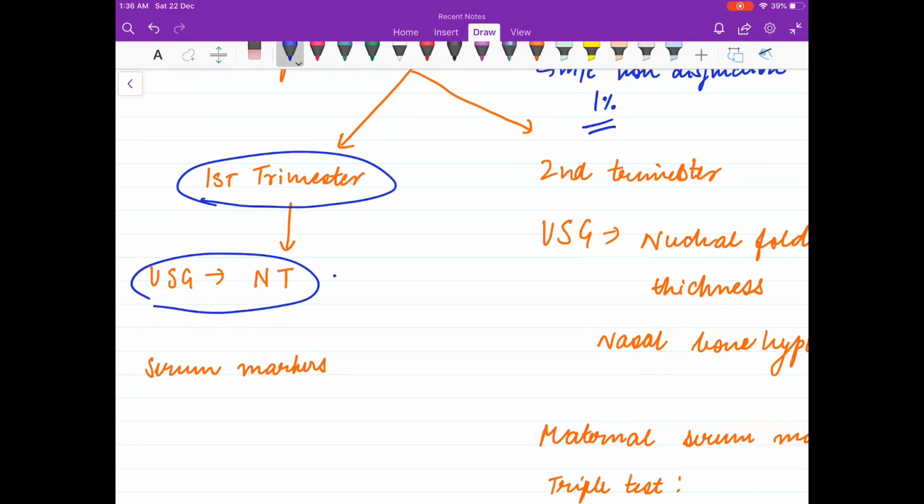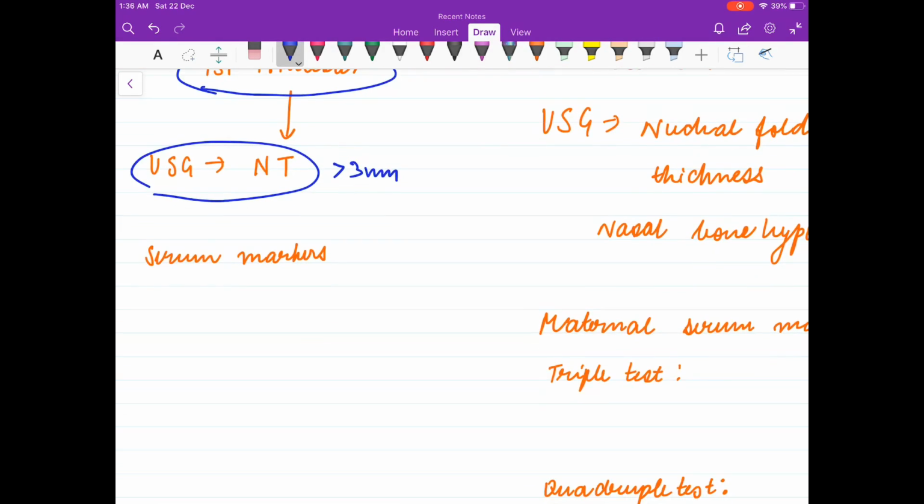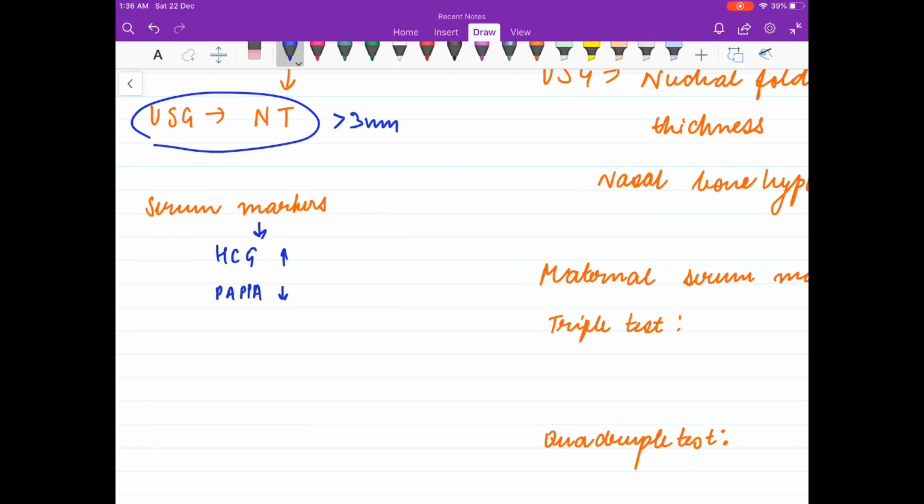So in first trimester we do ultrasound. In ultrasound we do nuchal translucency. If it is greater than 3 mm, it is a positive screening test, and serum markers are HCG and PAPPA. HCG increases, PAPPA decreases. When both these tests are combined, it is called dual test, ultrasound plus serum markers.